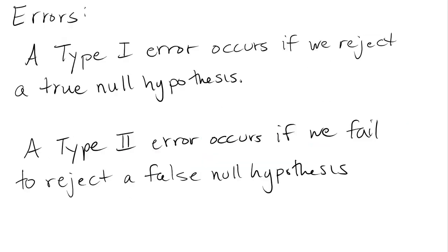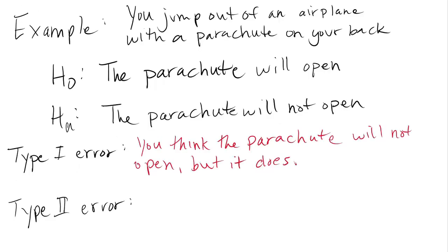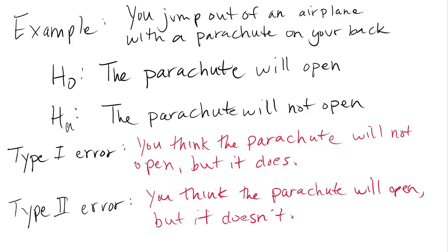A type 2 error occurs if we fail to reject a false null hypothesis. So the null hypothesis is the claim that the parachute will open, and we don't reject that claim. So we accept the claim and we think that the parachute will open, but it turns out that that's false. So you think the parachute will open, but it doesn't. That's a very bad error. And in this example, you can see the type 2 error is much worse than the type 1 error.